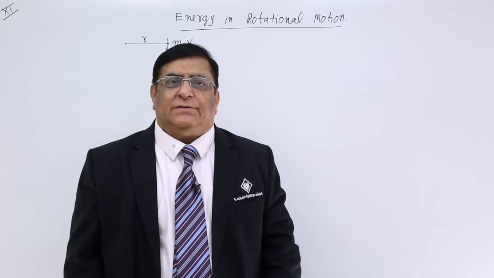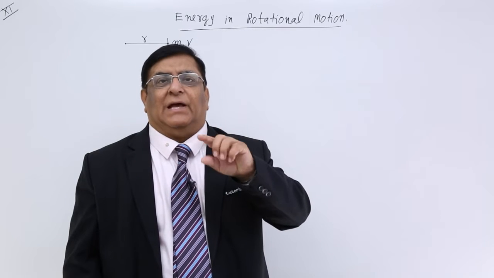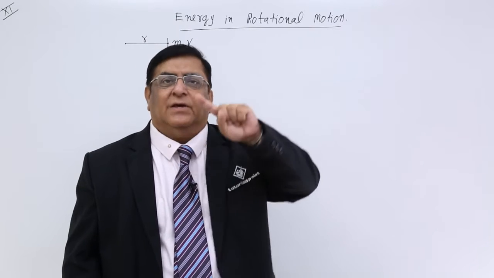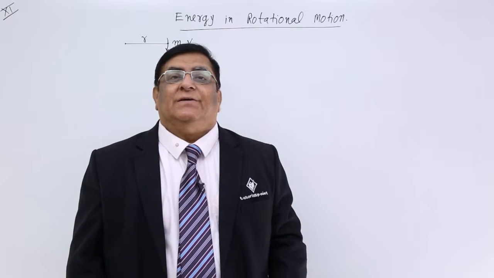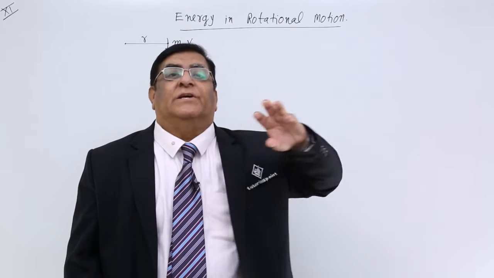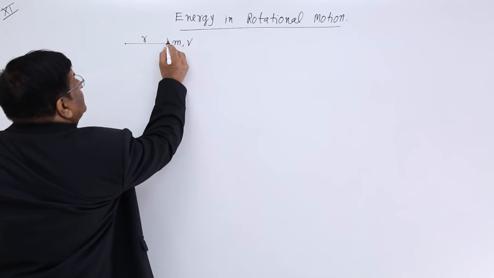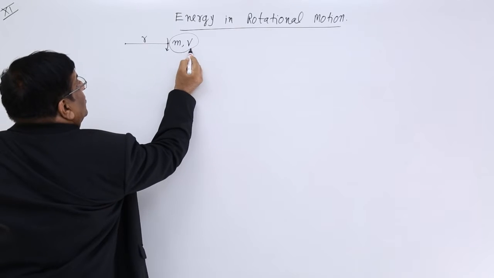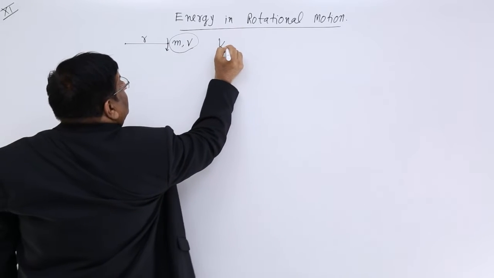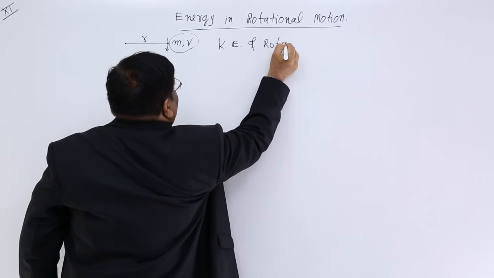We want to calculate that if a particle is having mass m and it's moving with velocity v in circular motion, how much is its energy in terms of rotational quantities? So if it is moving here, it has got mass m, velocity v, then its energy, we know how much it is. Kinetic energy of rotating particle.